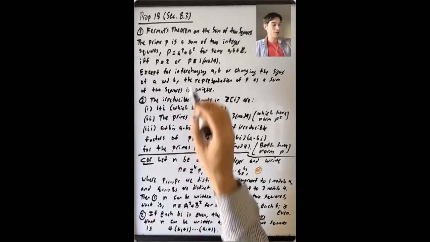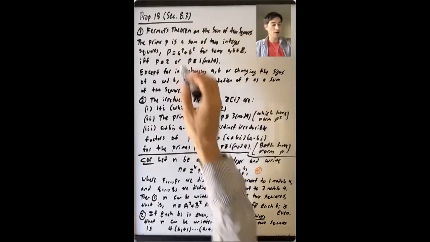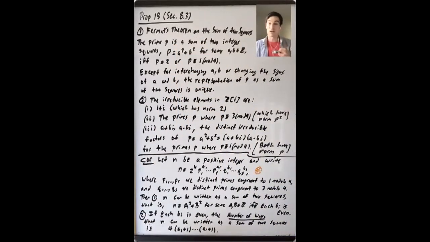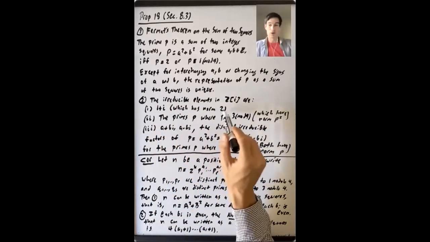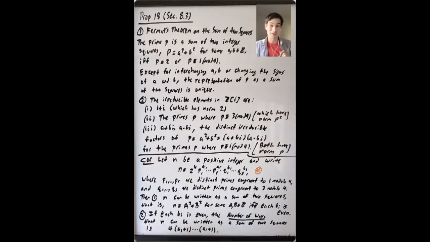Okay, so we just have one more piece to prove here, which is we need to show that if you have a prime that's 1 mod 4, it is a sum of two squares. This statement is very closely related to the characterization of all the irreducible elements in Z adjoin I. So what are those elements? They are 1 plus I, which has norm 2. You will see this show up when you factor 2 as an element of Z adjoin I. So what happens is 2 is equal to 1 plus I times 1 minus I.